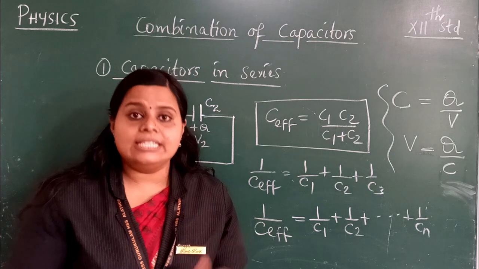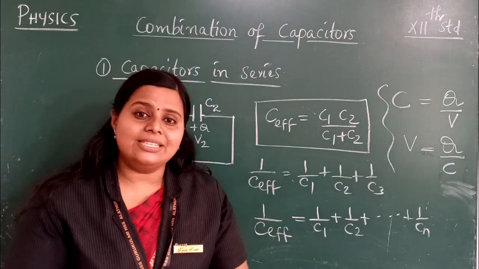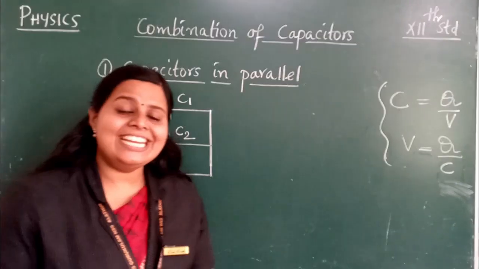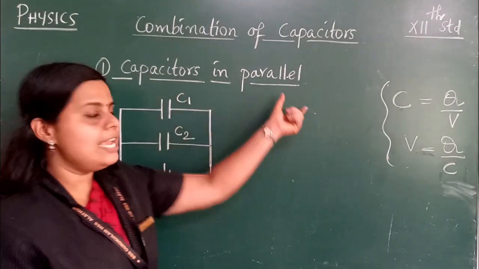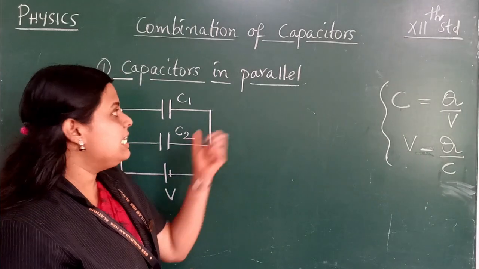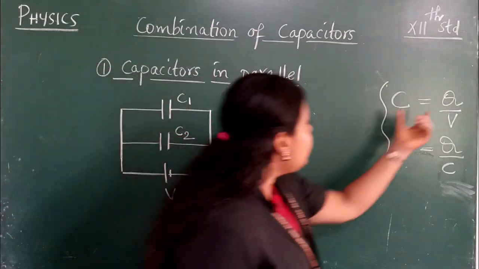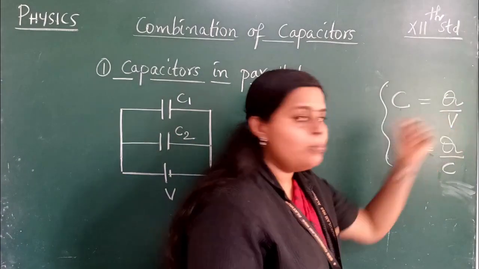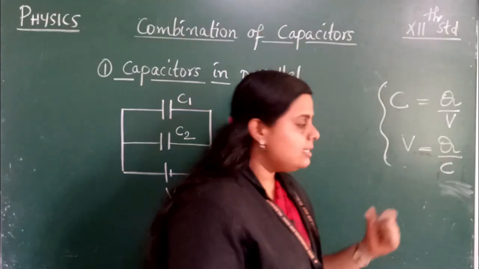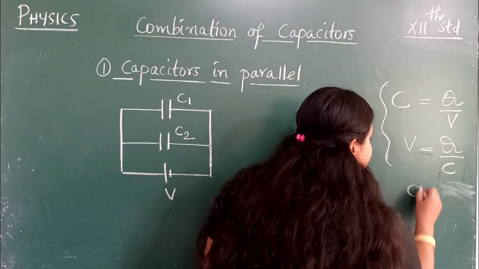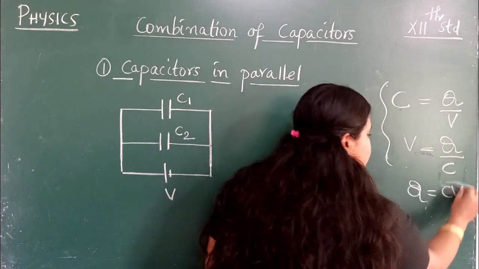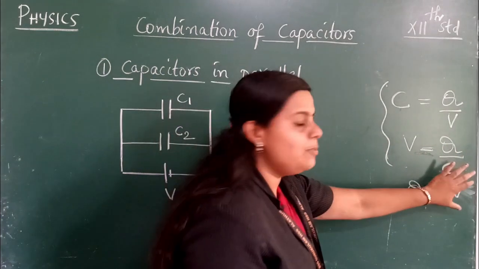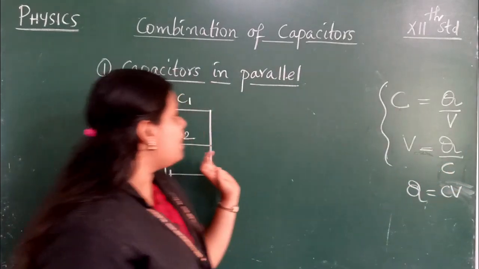Now let's discuss the second case, that is capacitors in parallel. Before discussing this case, here we have the expression C is equal to Q by V, V is equal to Q by C, or from this expression we can write Q is equal to C into V. Okay, why we wrote this expression, we will understand a little later.